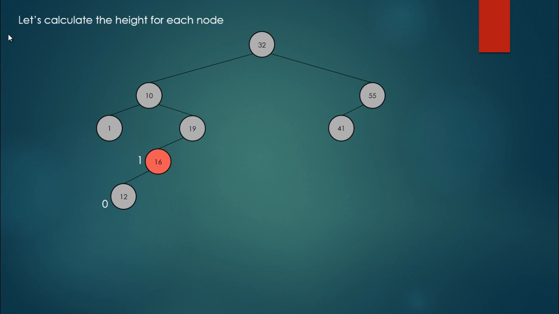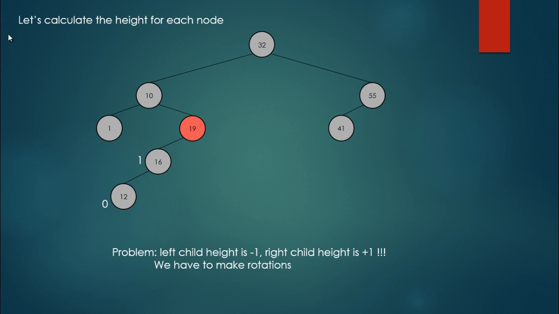Then we go to its parent and check whether it's okay or not. And it's a problem because, sorry, not the left child, the right child, it's a typo. The left child height is +1 and the right child height is -1. Because it doesn't have any right child, we assigned -1 to it. And we come to the conclusion that the difference between 1 and -1 is greater than 1. So we have to make rotations, because that was the criterion for our tree to be okay.